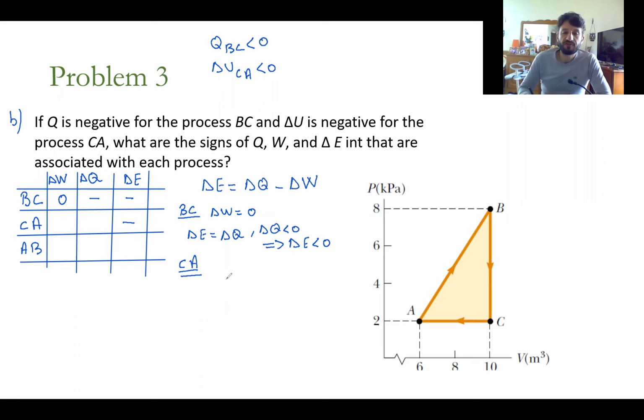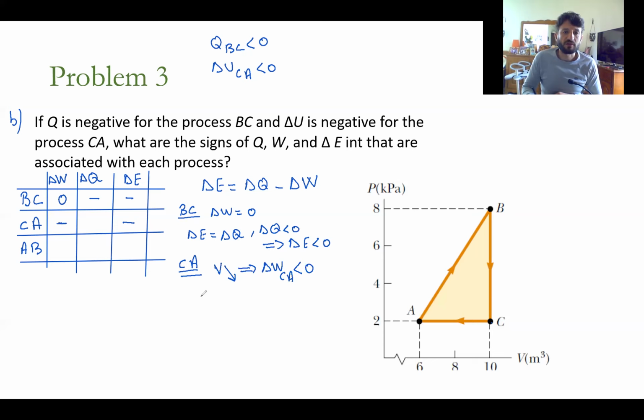Now let's take CA. In the case of CA, we decrease the volume, from the point C to the point A. As the volume decreases, you can say directly that omega is negative. d omega CA must be negative, so delta omega is negative.